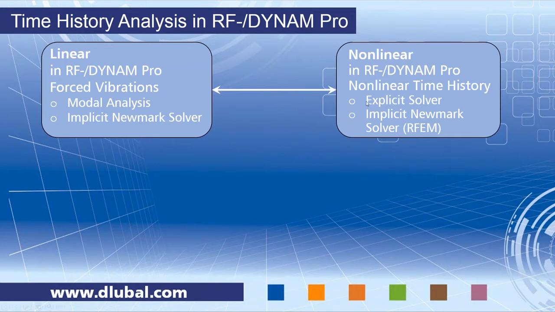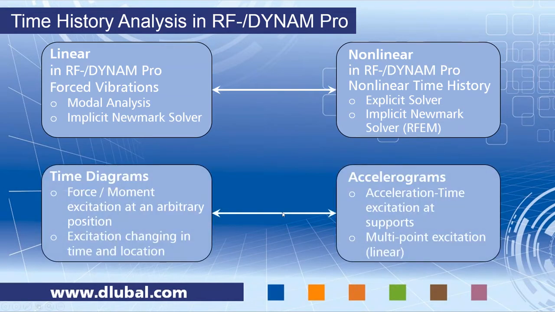So here again, in RFEM we have two solvers available, the explicit and the implicit solver. I go into detail on this. And in RSTAB, we have the explicit solver only. We further distinguish between the time history analysis of time diagrams and oscillograms. The time diagrams can be defined as tabulated values, as a periodic function, or you can enter a function term directly in an added field.